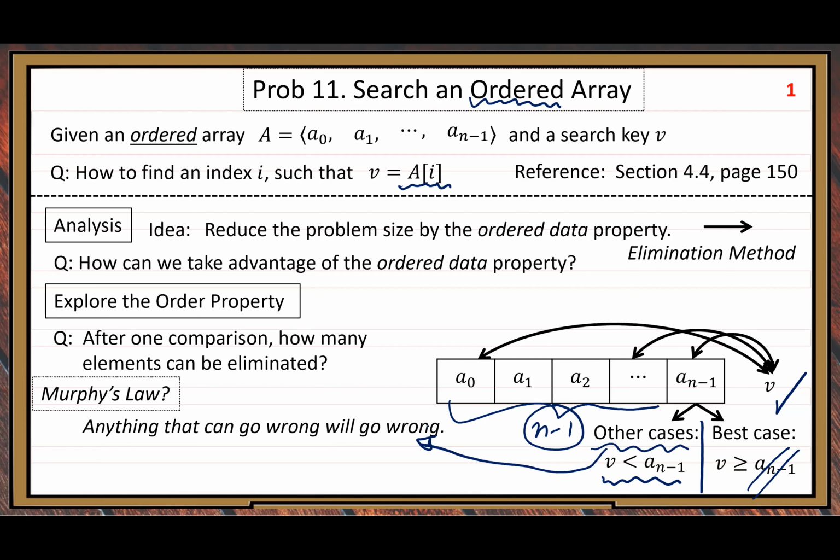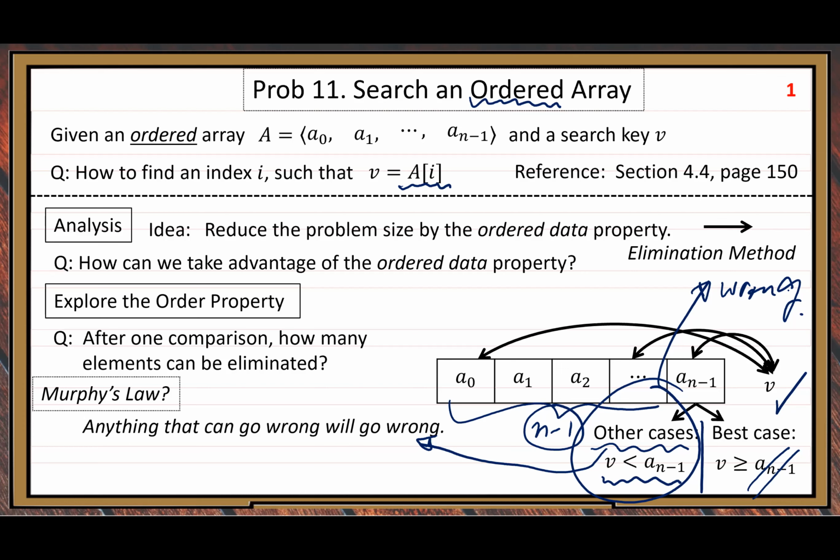But based on Murphy's law, that can go wrong. So that means we need to focus on this wrong case. Something wrong, this wrong case we need to focus on. Best case, we don't worry about it. We like to have it, but we don't worry about it. But the wrong part, we really need to do a lot more effort to find a solution for that wrong part.